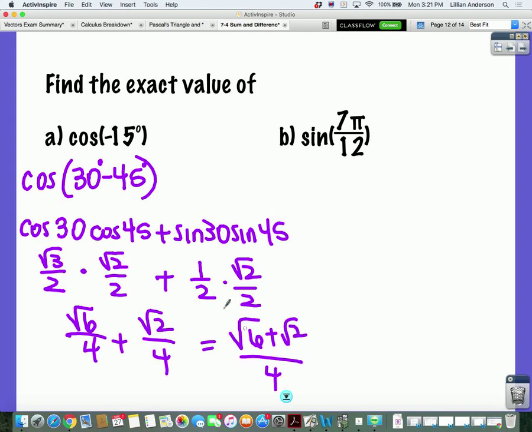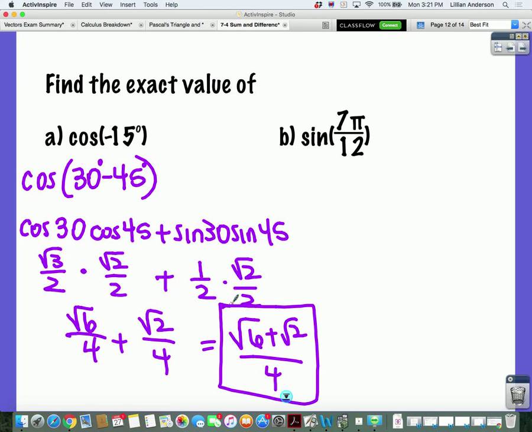Now, if you're like, okay, wait, hold on, where did the square root of 6 come from? Well, when you're multiplying radicals, you just multiply the numbers underneath the radical. So that's 3 times 2, which gives you 6. And then, of course, we multiply the denominators. And that is the exact value. I can't go any simpler than that. That's going to be my final answer.